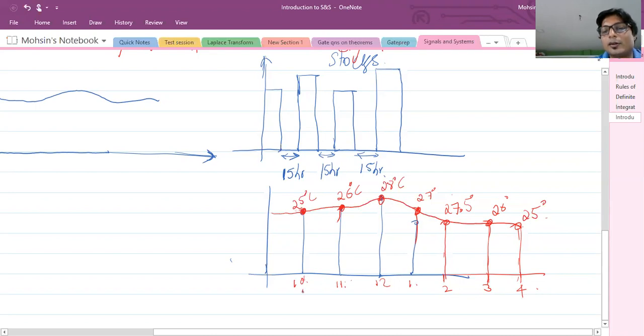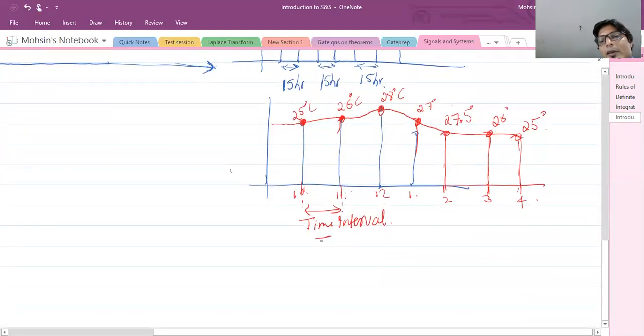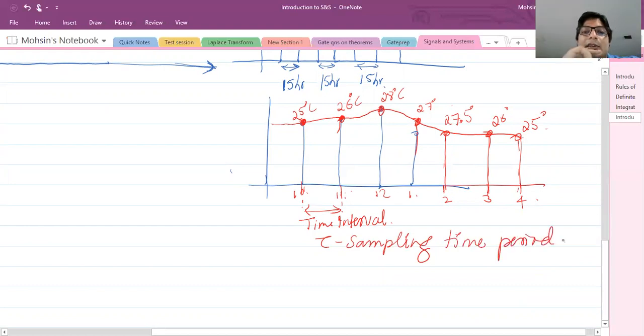Here the time difference between two consecutive instants is called the time interval, and this time interval is going to remain constant. This is called the sampling time period. Time interval is nothing but the sampling time period. So the continuous time signal can be converted into a discrete time signal by using the sampling time period, which is represented by tau. So this is what you can understand.